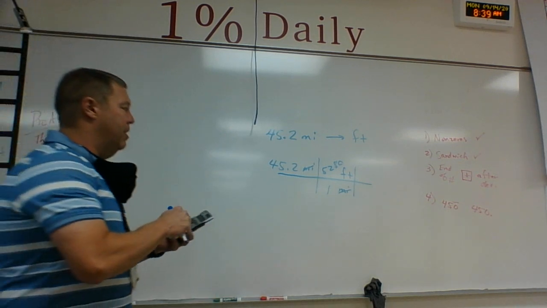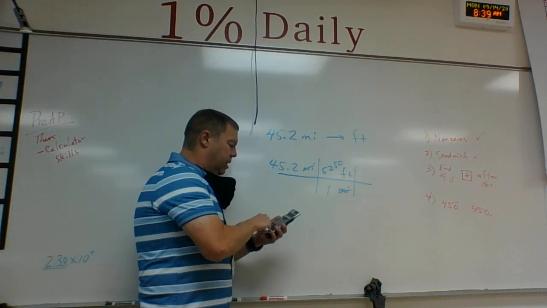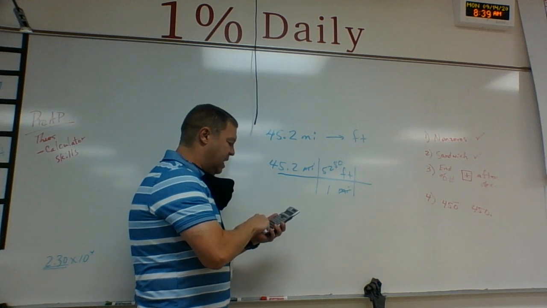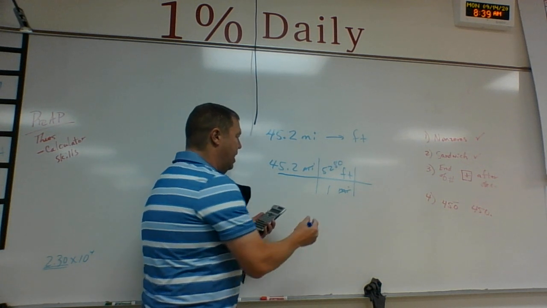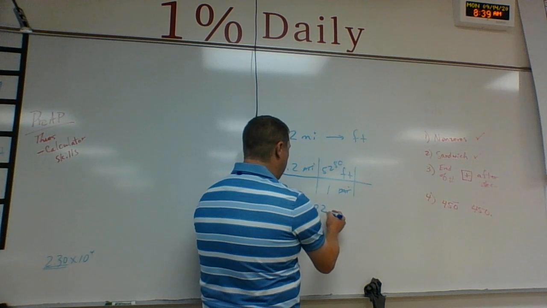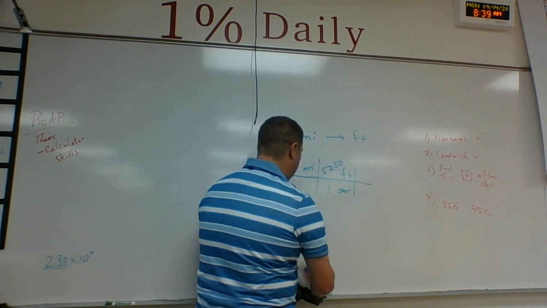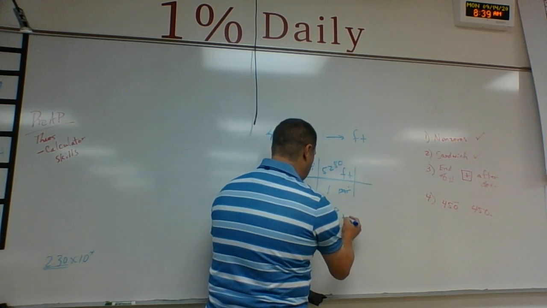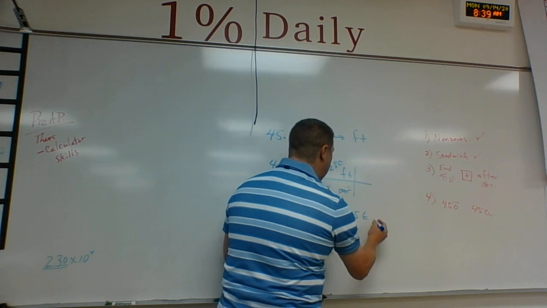So grab your handy dandy box. Where I see some people messing up is they start trying to do the math before the end of the question. You're going to do the math at the end. My calculator says 238,656 feet.